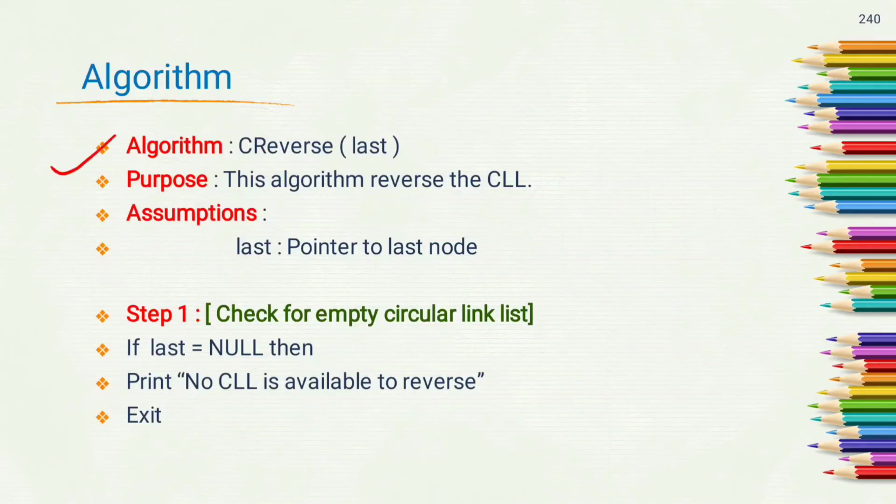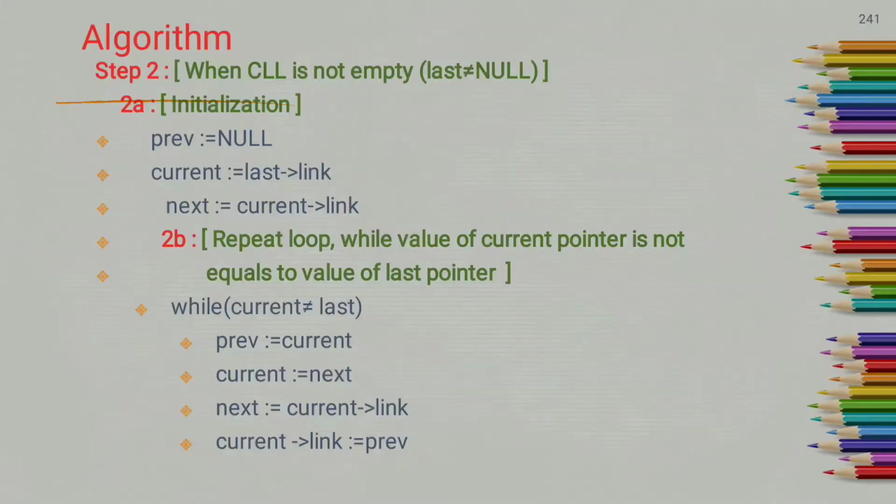Now we have to write the algorithm by writing algorithm colon C reverse, that means we are reversing a circular singly linked list. Here the parameter required is last, which points to the last node. The purpose of this algorithm is to reverse the circular linked list. Step 1 is check for empty circular linked list. If the value of last is equal to null, that means there is no node available in the circular linked list. So we cannot reverse an empty circular linked list. So we have to write print no circular linked list is available to reverse and exit from this algorithm.